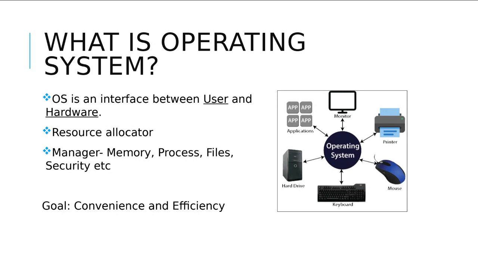Okay, so these are the 3 points you need to remember. If someone asks you what is operating system, then you need to say that operating system is an interface between user and hardware, and it is a resource allocator. What do you mean by resource? Resource means your hardware: your processor, your memory, your printer, your monitor, everything is considered as a resource.